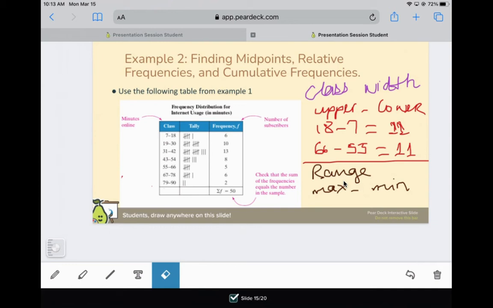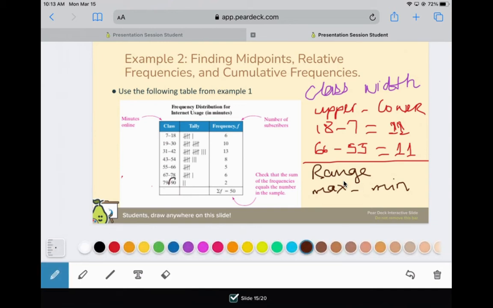So the maximum is the highest number. So I'm looking for the very last number. That's my highest. And the minimum is the very first number. Okay, so 90 minus 7 would give me 83. So the class width is 11. The range is 83. How do we feel about this? Class width, range. Do we have questions on those? Because it's really easy for you to get confused between the two.